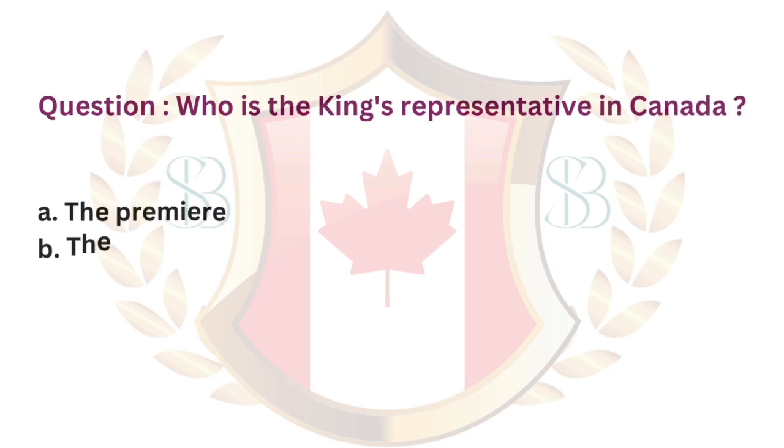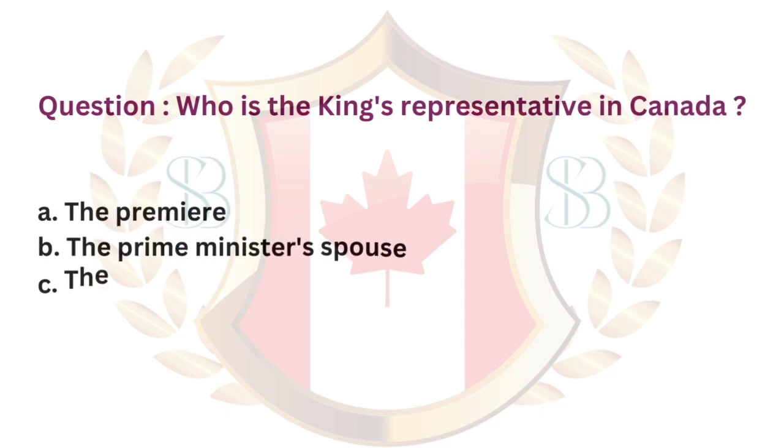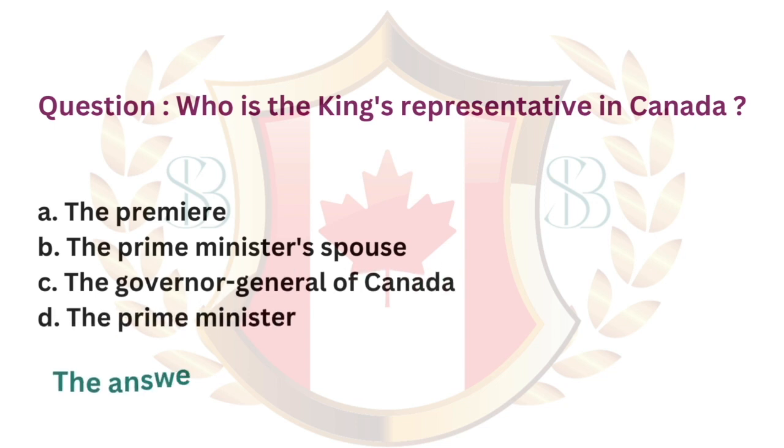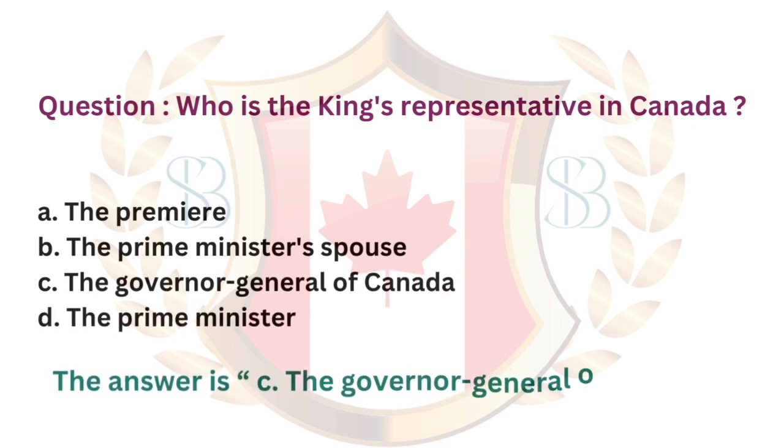Question: who is the King's representative in Canada? A. The Premier. B. The Prime Minister's spouse. C. The Governor-General of Canada. D. The Prime Minister. The answer is C. The Governor-General of Canada.